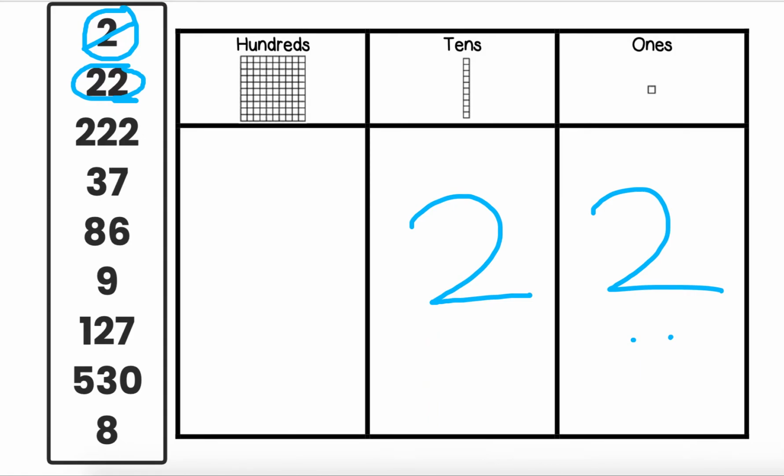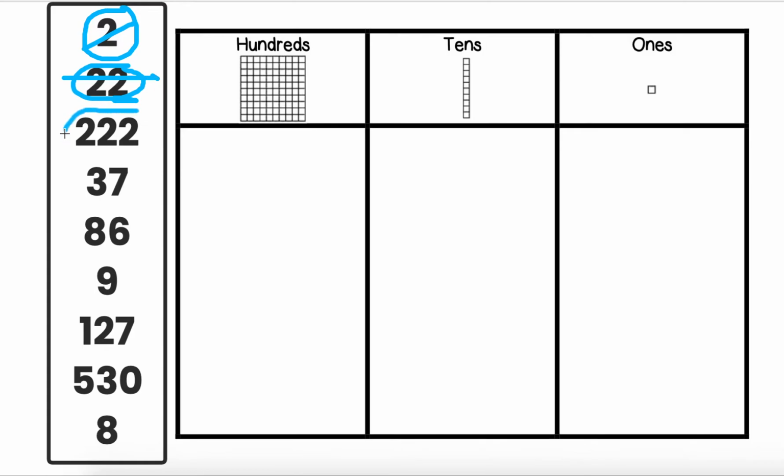And let's do some other examples. So we did the number 22. Now let's do the number 222. That was in my example from earlier. So now we have 222. We are always going to start with our ones place.